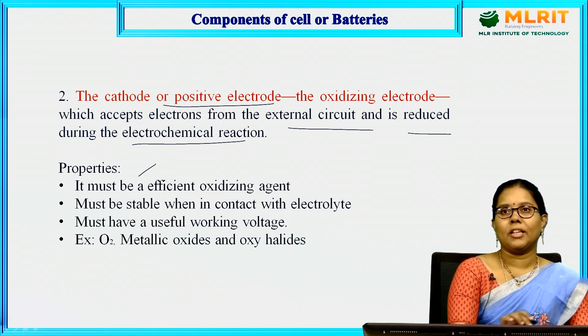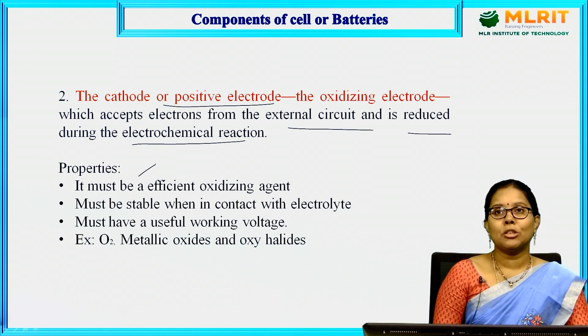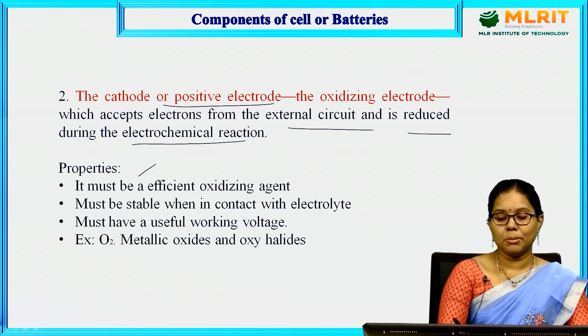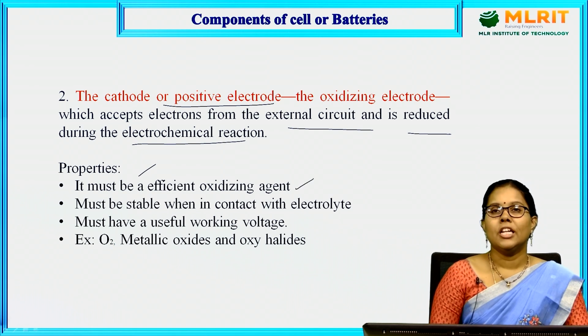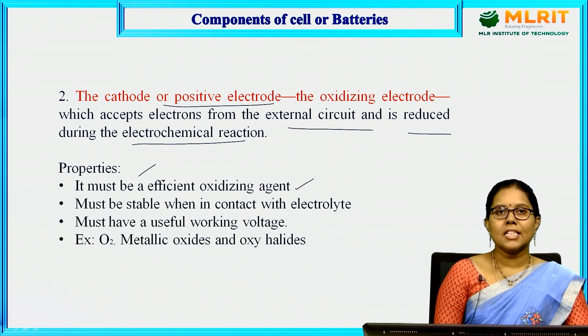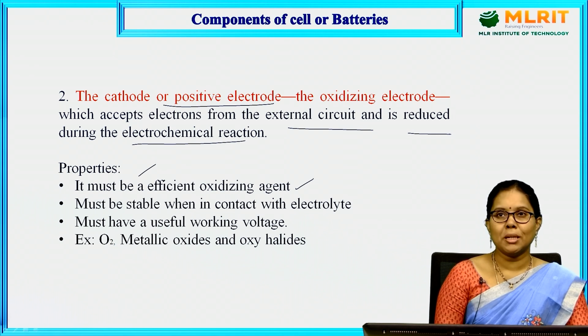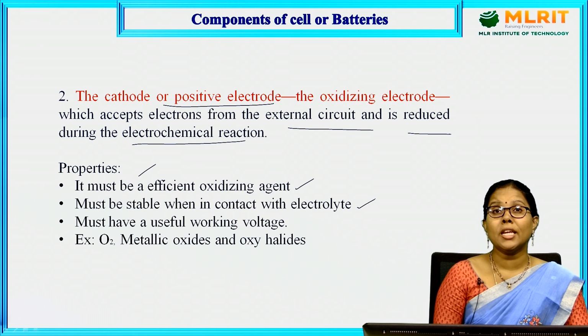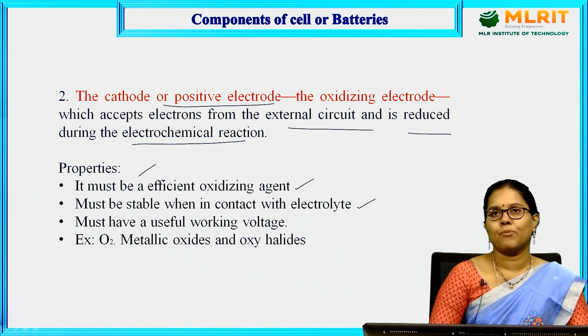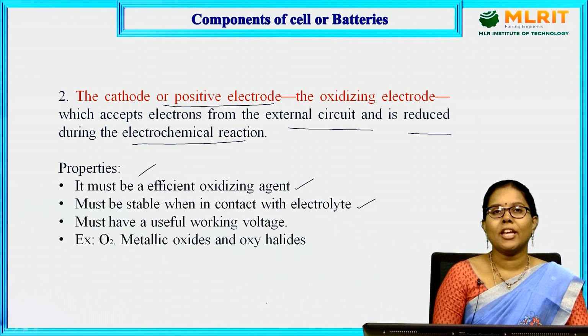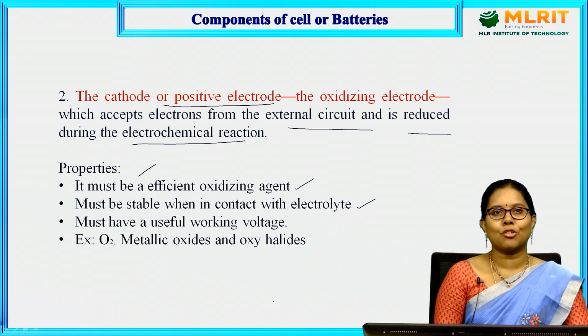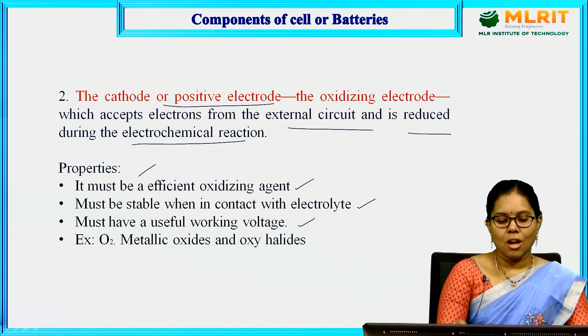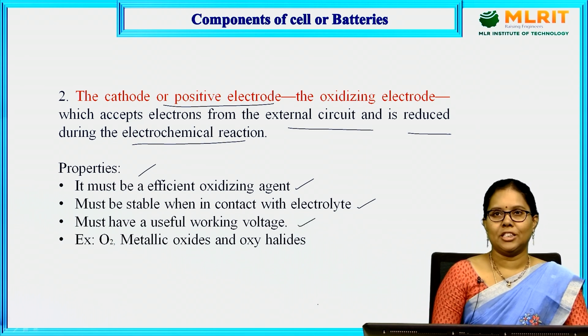What are the properties? The cathode is selected based on these properties: it must be an efficient oxidizing agent. It should readily accept the electrons from the external circuit. It must be stable and compatible with the electrolyte. The cathode should not undergo any chemical reaction with the electrolyte. It must have a useful working voltage.